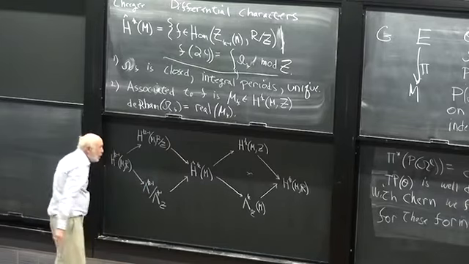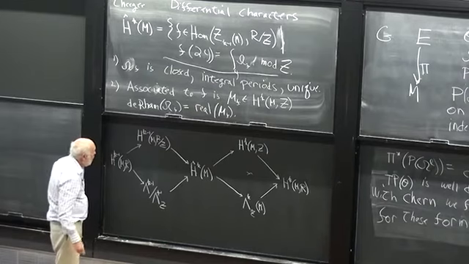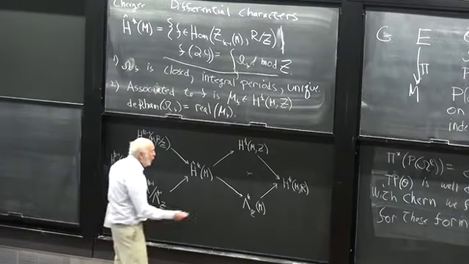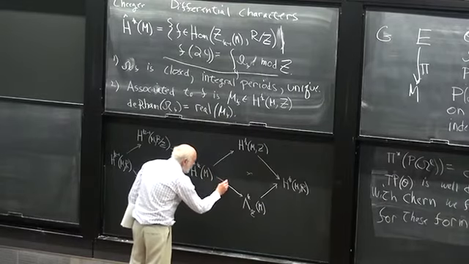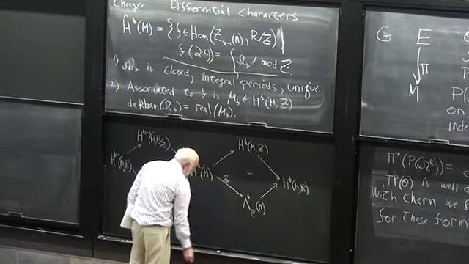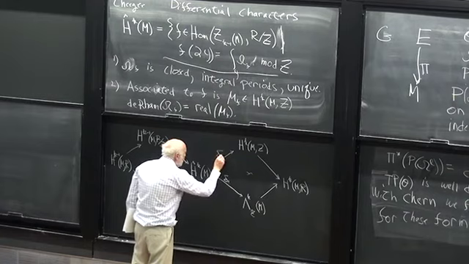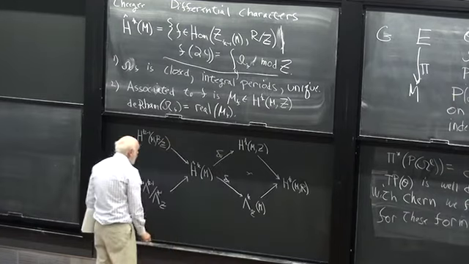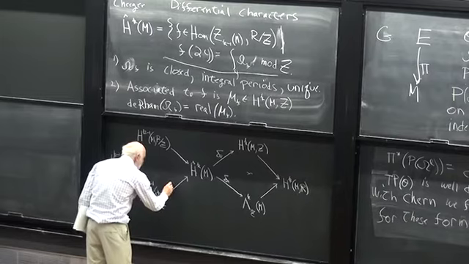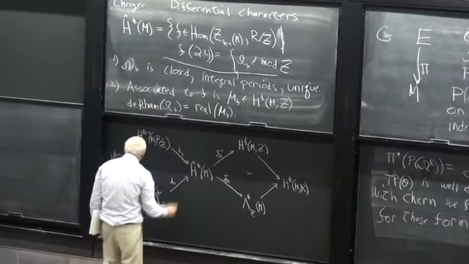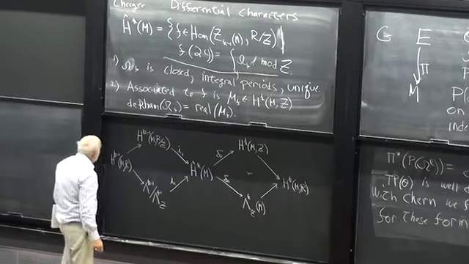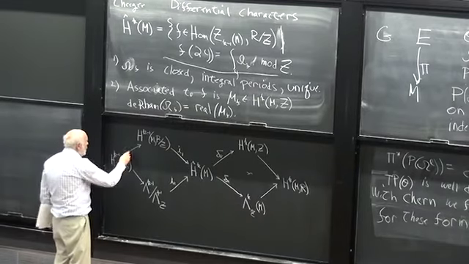Now I'm going to put in some more maps. I'm going to give these things some names. I won't put in any more maps. We're going to call this map delta 1, and we're going to call this map delta 2. We're going to call this map I2, and we're going to call this map I1. Now, this doesn't need a name.